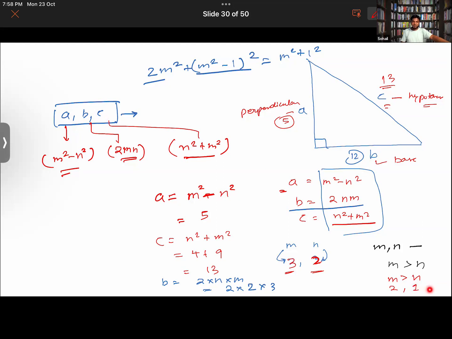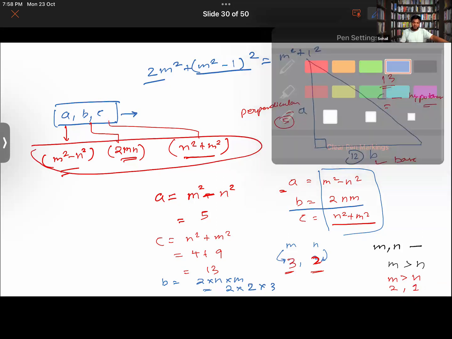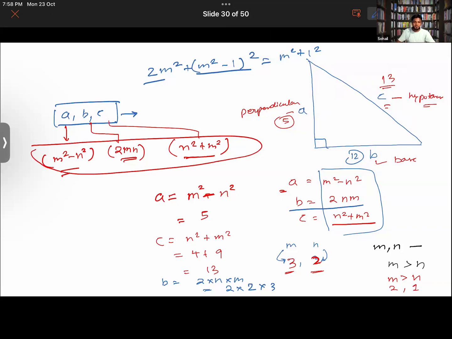Ahmed, you also learn this thing. That is the formula you guys need to remember, or take a screenshot of it. Sir, I have written it. All right.